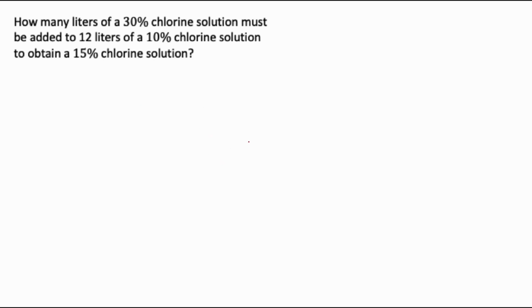Okay, for this one, I want you to think in terms of the actual amount of chlorine. So if we imagine the 30% chlorine solution as some amount of chlorine, not a percent of chlorine, but a total amount of chlorine, and then we add it to the amount of chlorine in the 12 liters of 10% solution, then that's going to give us the total amount of chlorine in the 15% chlorine solution. So that is a simple way to approach the problem, but now we actually have to solve the problem of figuring out how much chlorine is in each solution based on the percentage of it that's chlorine and the amount of liters in it.